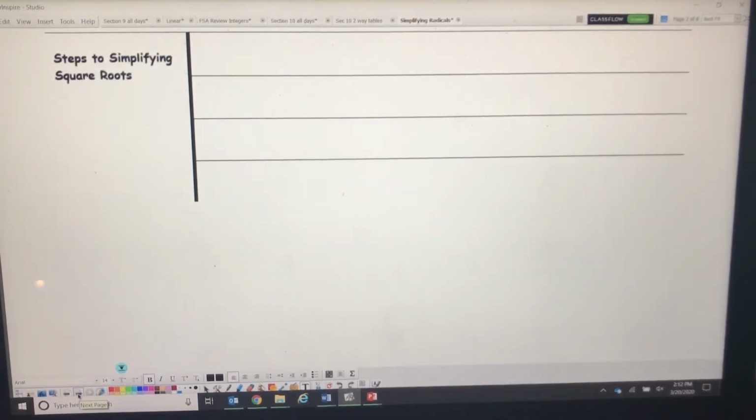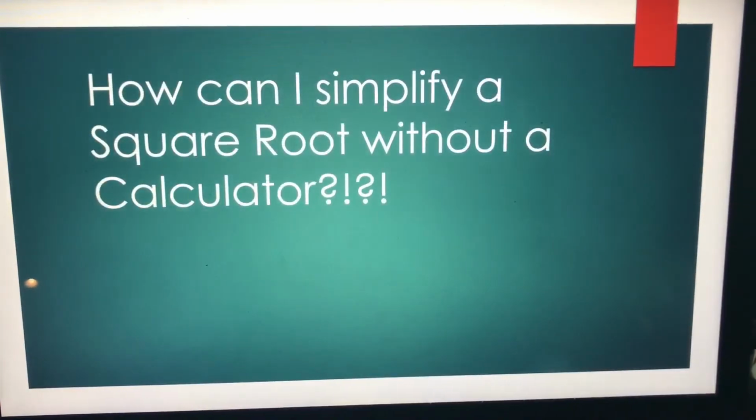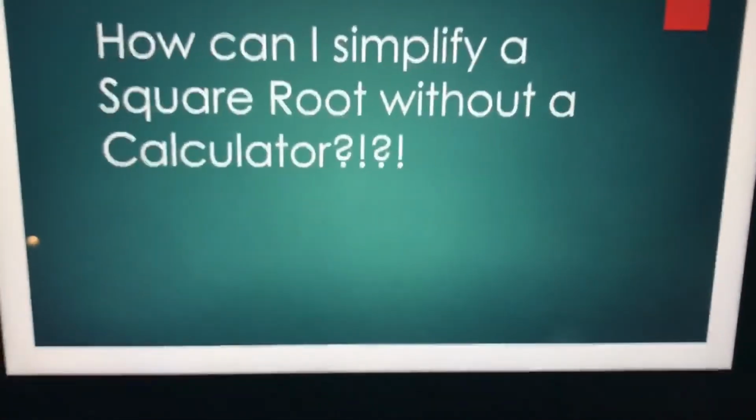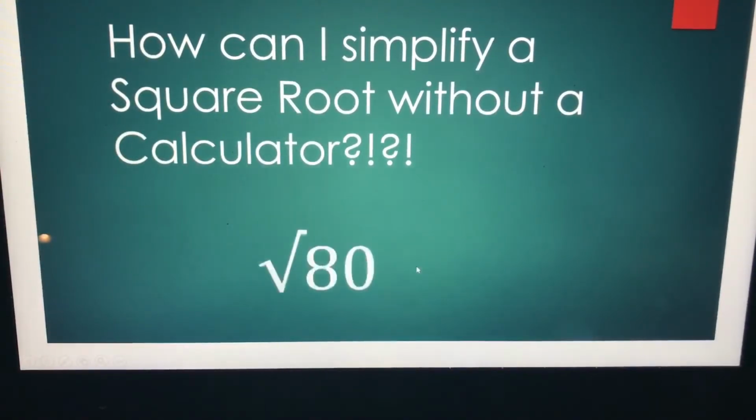Let's go and work on the steps to simplifying square roots. Feel free to take notes as we move through this next one. So both square roots that we just simplified were perfect square roots. Well, how can I simplify a square root that's not perfect without a calculator? Sorry, let me just make sure you guys can see everything. For example, the square root of 80. Here's where you're going to want to take notes. Feel free to pause as we move along if you need to jot something down.